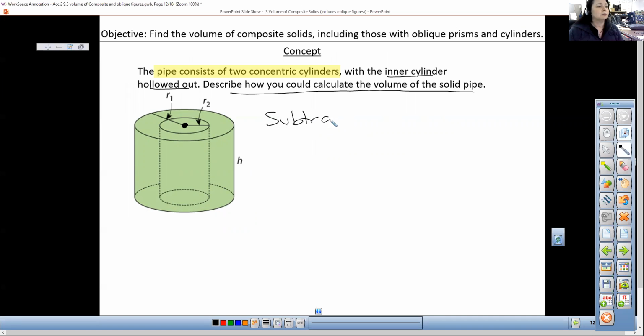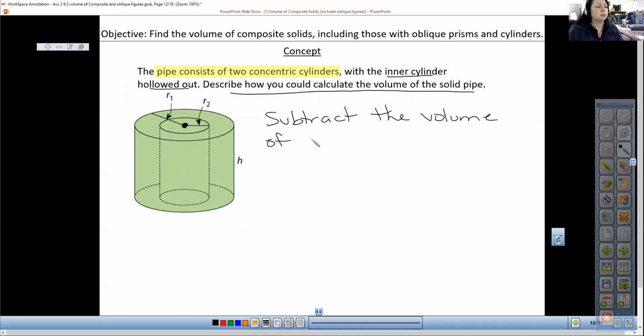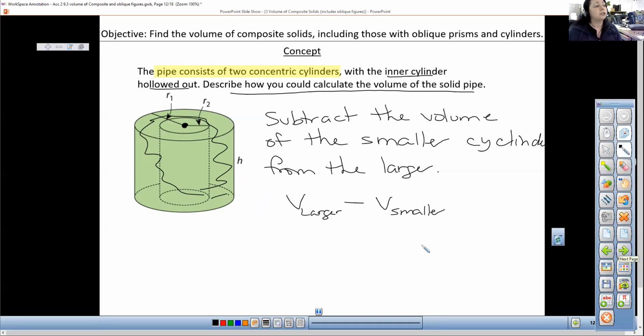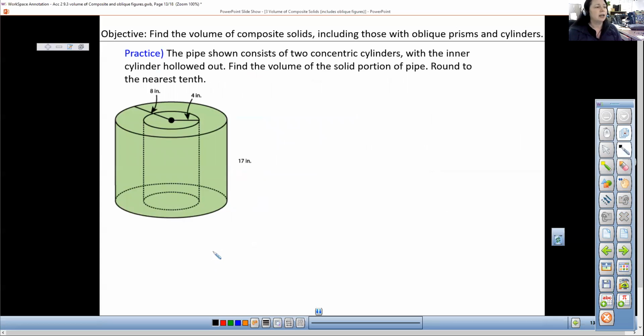So you would subtract the volume of the smaller cylinder from the larger, or volume of the larger minus the volume of the smaller. And that'll do it. That'll leave you with the solid part that is the part around the empty part. So here's a practice problem that applies that. Again, pause the video, give this one a try, come back when you're ready to check your answer.